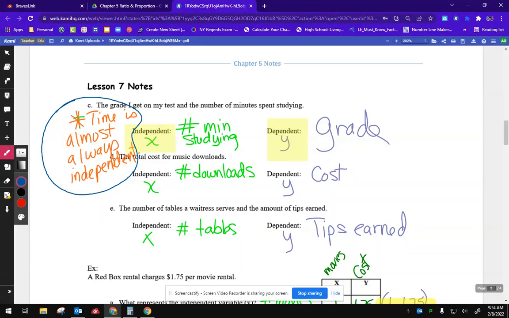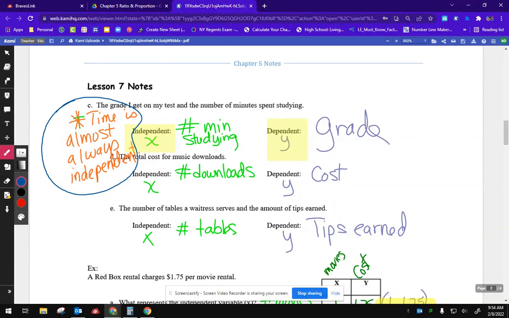Time is almost always independent. You almost always get to choose the amount of time you're going to put into something, right? I'm going to study. I'm going to practice. I'm going to read. You don't read the assignment Mrs. Gerstner gives you, you're not going to do well on the quiz the next day, right?